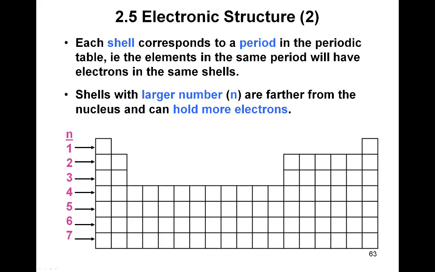The second period has 2 electrons on the left, and then 6 electrons more to the right. So you can put more electrons into it. And you can see as you go down the table that the periods have more and more elements in them. So the shells get larger in size as you move away from the nucleus, and you can put more electrons into them. So the larger the number n, the farther the electrons are from the nucleus, and the more electrons can be held in those shells.